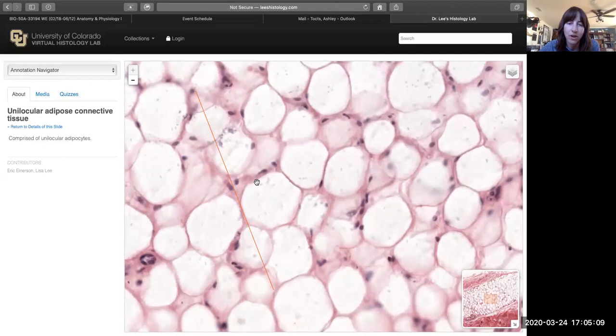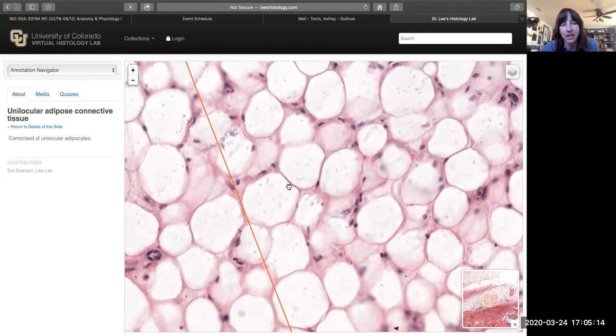So you've got this fat tissue, and again the fat cells hold a droplet of lipid and their nuclei are pushed over to the side for each of these cells. And you do have an extracellular matrix, kind of like areolar tissue, in between these fat cells, but it's being dispersed by the fat cells themselves. Okay.